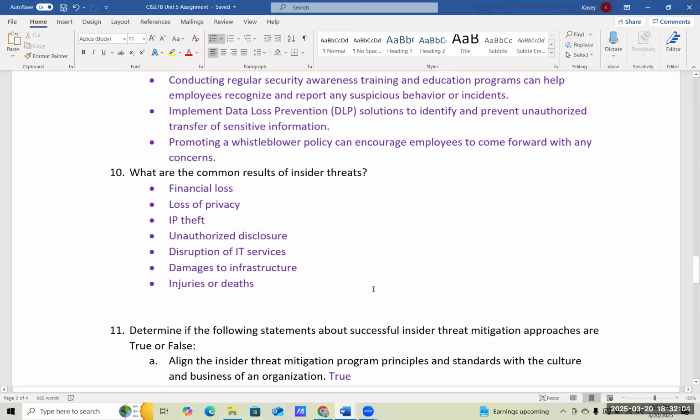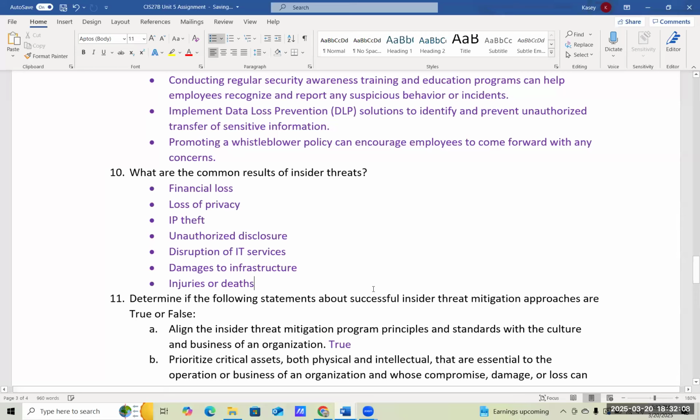Okay. Then I'll start 11. Check the time. Going pretty good on time. All right. Determine the following statements about successful insider threat mitigation approaches. Is it true or false, right? So we want to have tactics or strategies on how we would address insider threats.